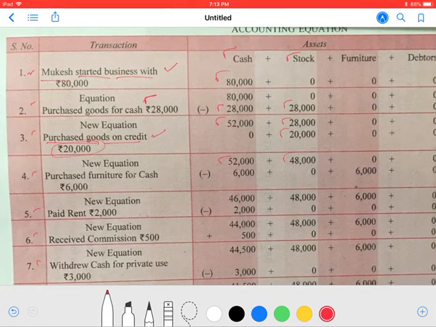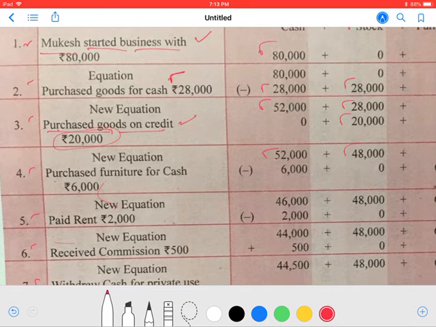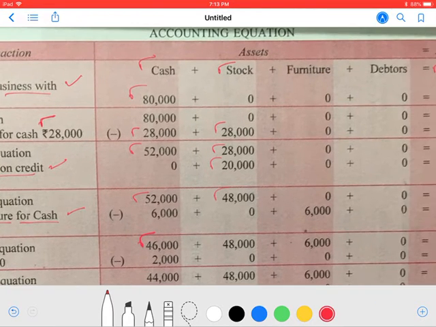Now the next transaction is purchased furniture for cash, another transaction for cash. If you are purchasing furniture for cash of rupees 6,000, definitely it will reduce the value of cash because we are purchasing the furniture in cash. So we have to deduct this 6,000 from 52,000. So it will remain 46,000, and another head that is called furniture will be created. So we have to write 6,000 in it.